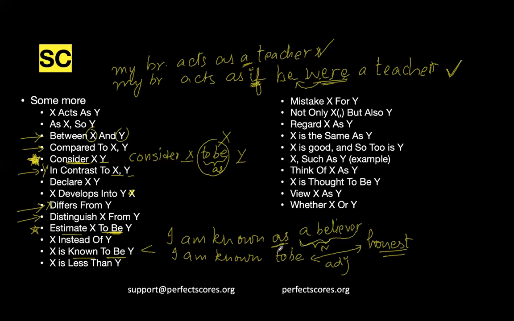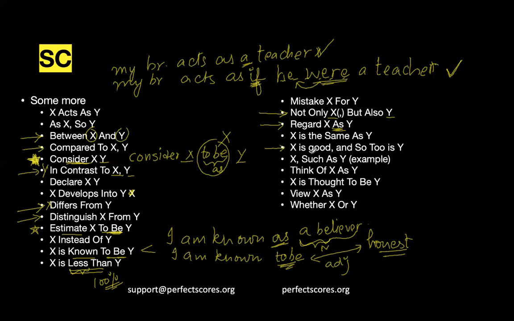So again, be careful about what comes after, and then you're going to decide whether the sentence is correct or not. This one is quite easy. All you need to remember is whenever you have less or more, you need to have another "than" in 100% of the cases. A few other tricky ones, not only but also is tricky. So you have to make sure that X and Y are parallel. Regard is tricky because sometimes you may have options with regard X to be Y, which is going to be wrong. With regard, it's always "as."